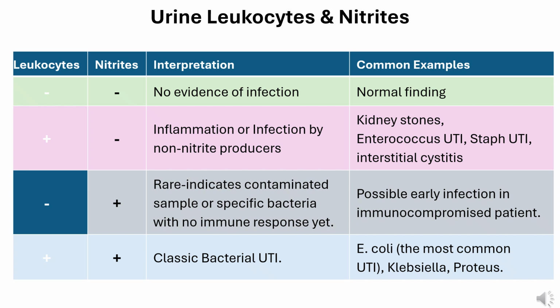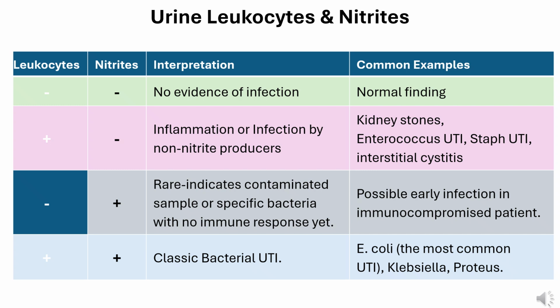However, WBCs can also appear without bacteria. This is called sterile pyuria, due to kidney stones, interstitial cystitis, viral infections, TB, fever or dehydration. Leukocytes positive with nitrites negative suggests inflammation or a UTI caused by an organism that doesn't produce nitrites, like Enterococcus or Staphylococcus saprophyticus. Could also be kidney stones. Leukocytes positive, nitrites positive, highly indicative of a bacterial UTI.